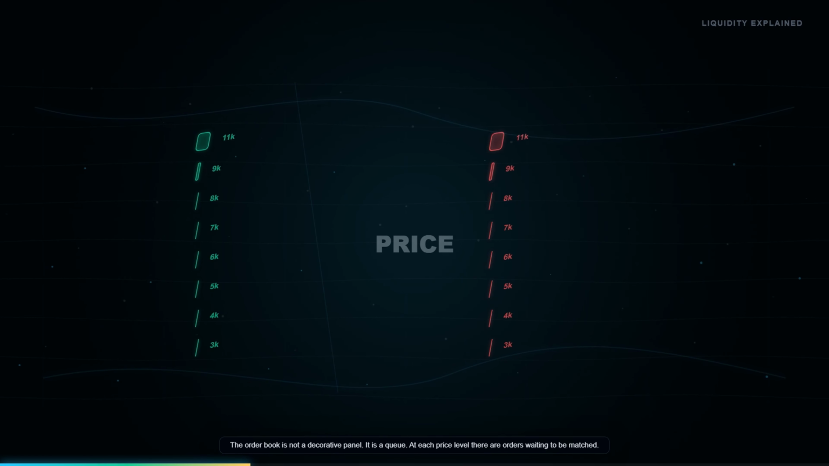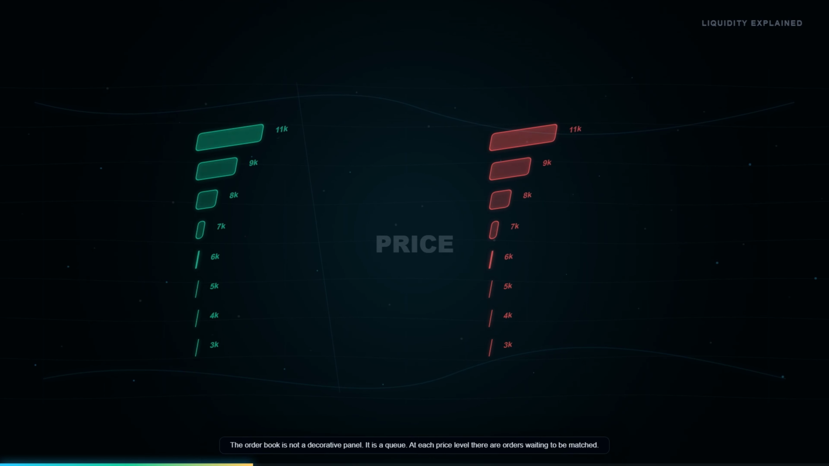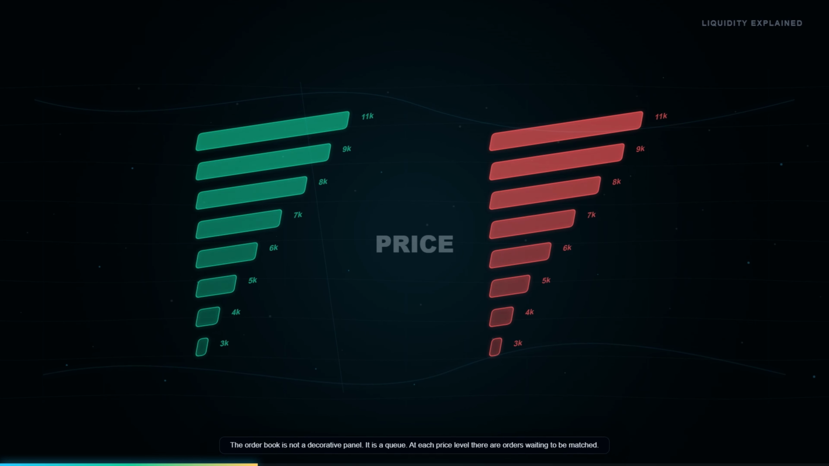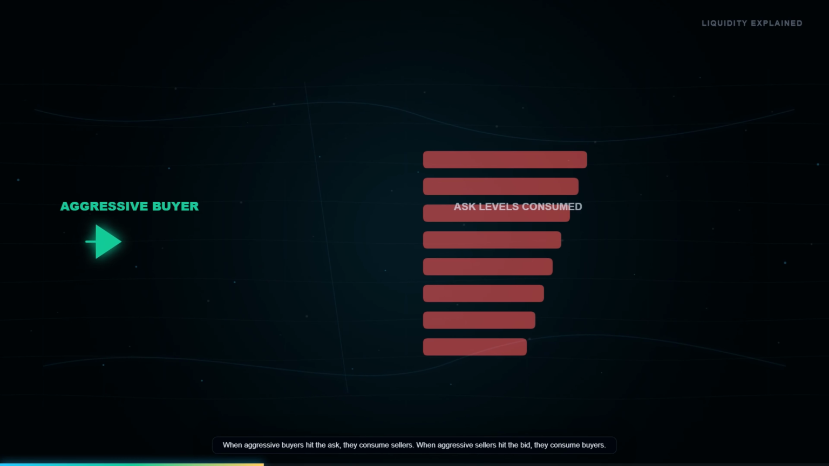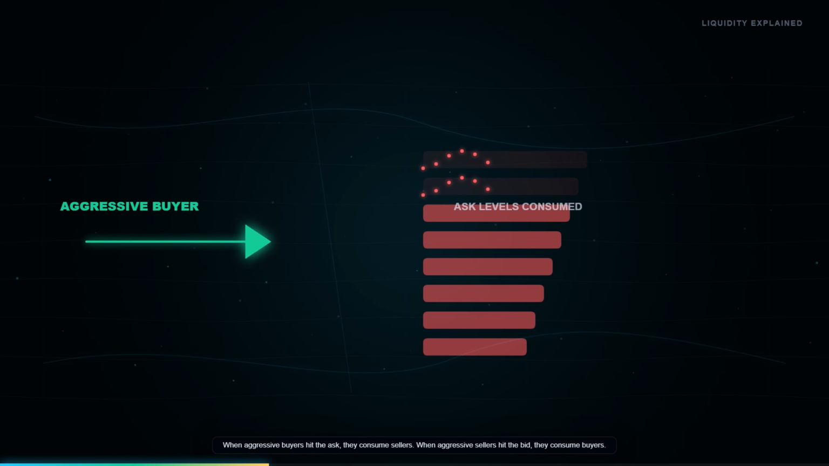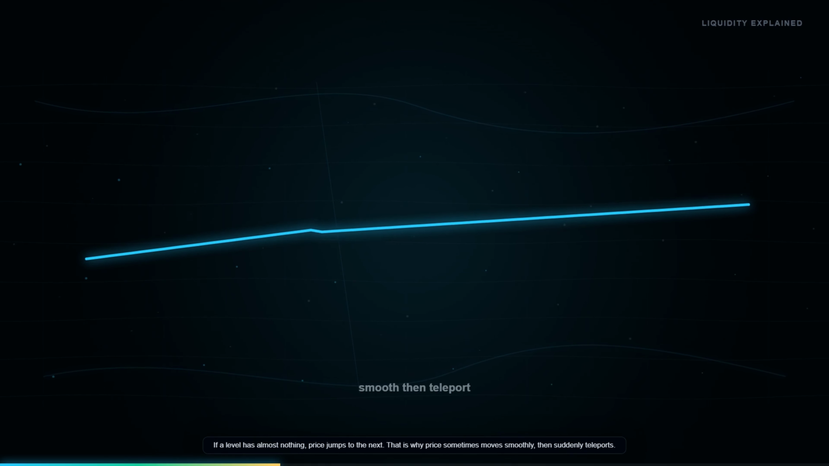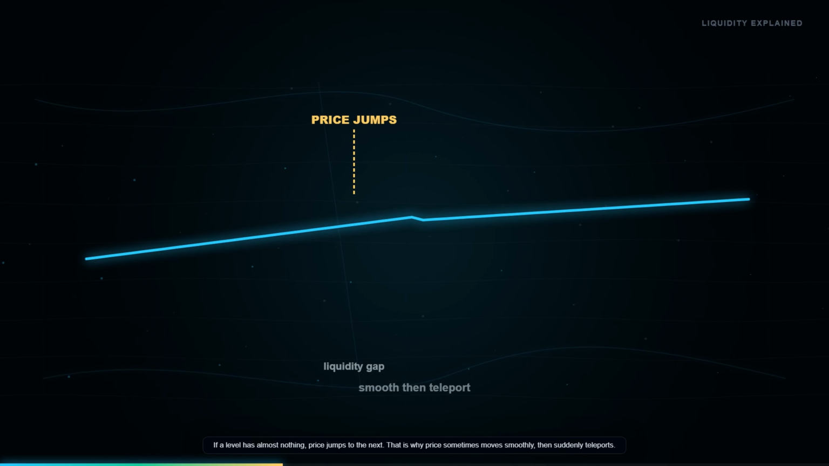The order book is not a decorative panel. It is a queue. At each price level, there are orders waiting to be matched. When aggressive buyers hit the ask, they consume sellers. When aggressive sellers hit the bid, they consume buyers. If a level has almost nothing, price jumps to the next. That is why price sometimes moves smoothly, then suddenly teleports.